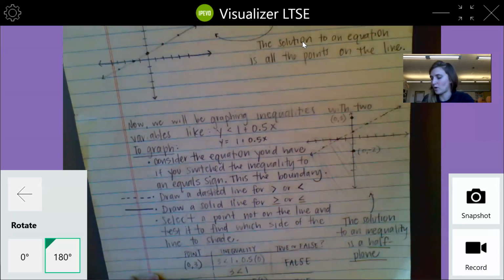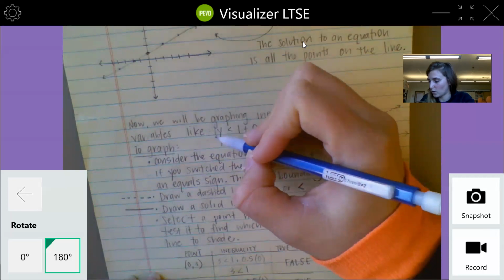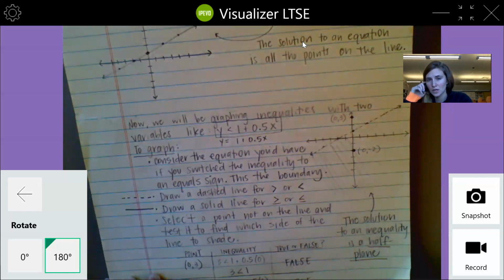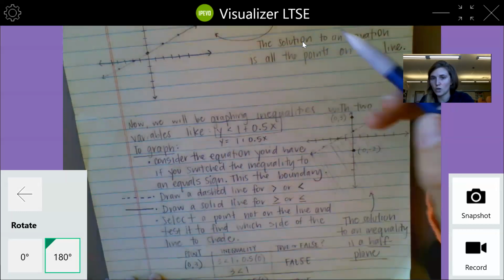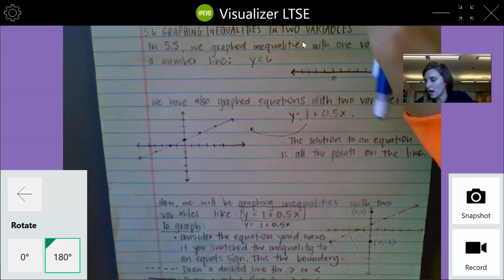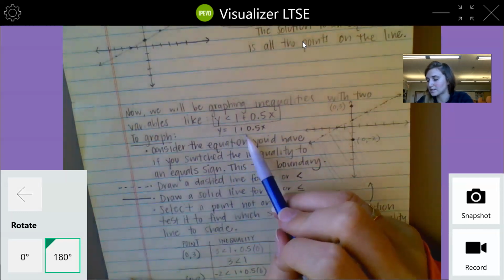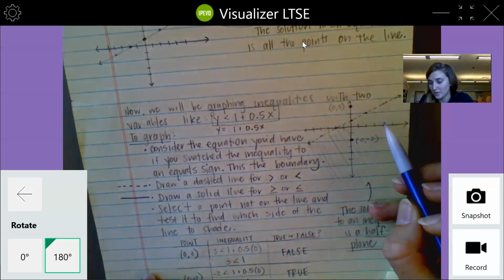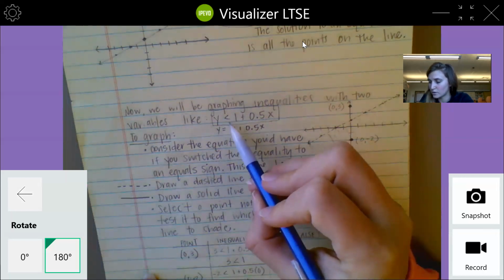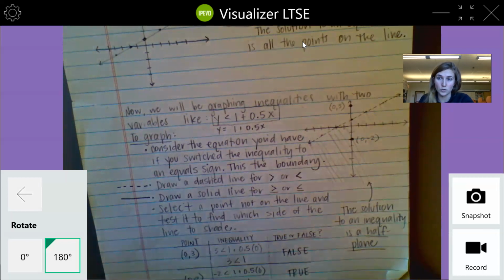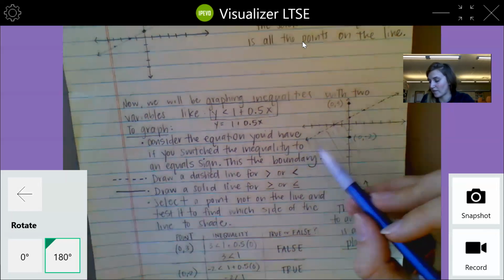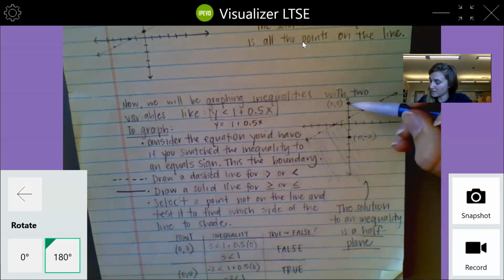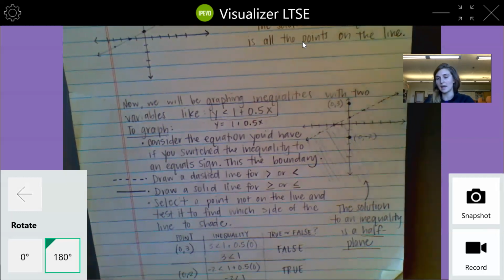So for this example, I used this inequality, y is less than 1 plus 0.5x. Again, I thought about it just like the equation that I was looking at up here. I thought about it like y equals 1 plus 0.5x, and I graphed that line. I used a dashed line here because it says less than. There's not that equals sign as well. So I did the dashed line for that. And then I selected 2 points. I selected a point that was above this line and a point that's below the line.